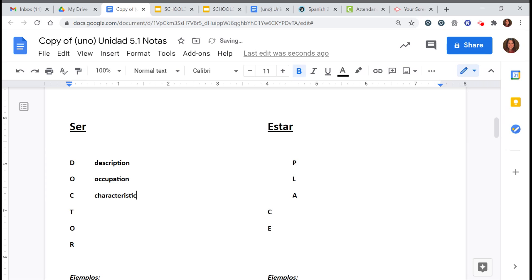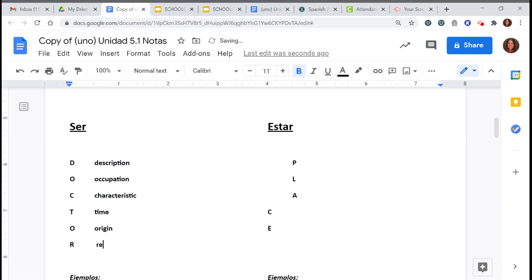Description and characteristic are pretty much the same thing. If you're describing somebody's appearance, characteristic, maybe what their personality is like. Think of that as somebody's physical appearance or also their personality traits, what they're like as a person. T is going to stand for time. We share the time in Spanish. And the next O is going to be origin. Anytime you're communicating where you or where somebody else is from, then we're going to use ser.